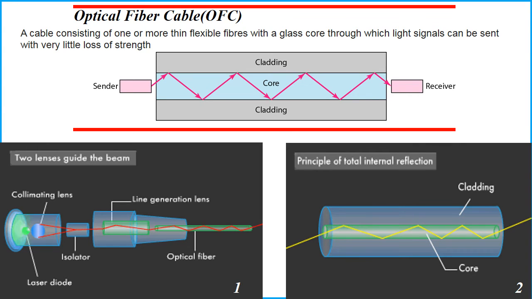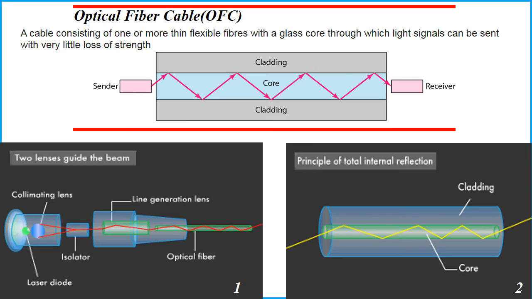Optical fiber cable or fiber optic cable is a cable consisting of one or more thin flexible fibers with a glass core through which a light signal, normally a laser light signal, can be sent with very little loss of strength. Data in the form of bits is converted into light signals and sent as a laser beam from the sender side to the receiver side.